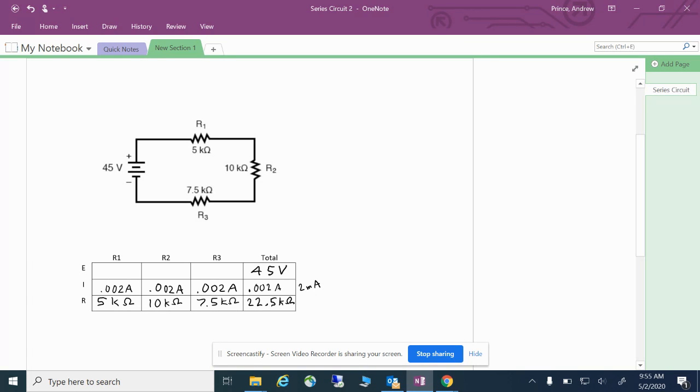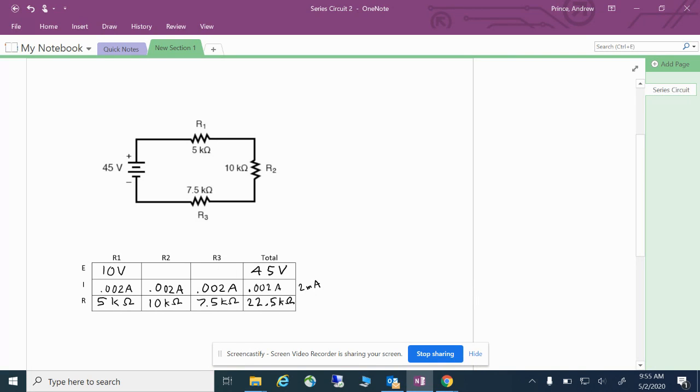So again, just carry the values up here. All we need to do is fill in Ohm's law and apply it to each resistor since we have all these values. So we're not going to multiply that by 5, right? We got to keep our units straight. So 0.002 times 5,000 ohms gives us 10 volts.